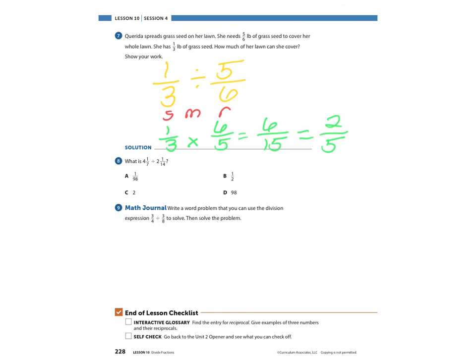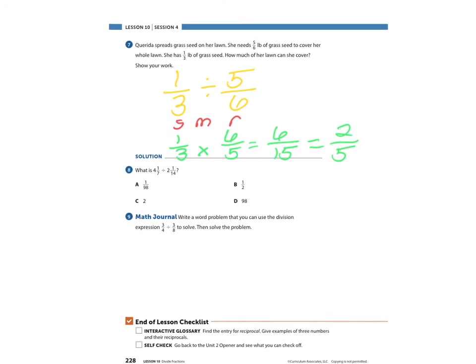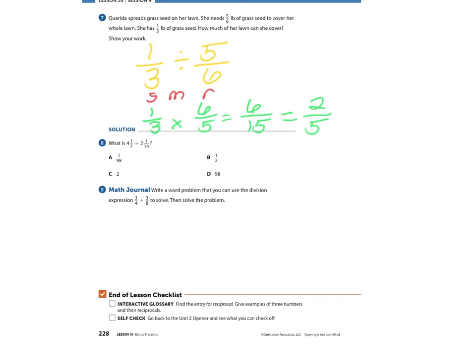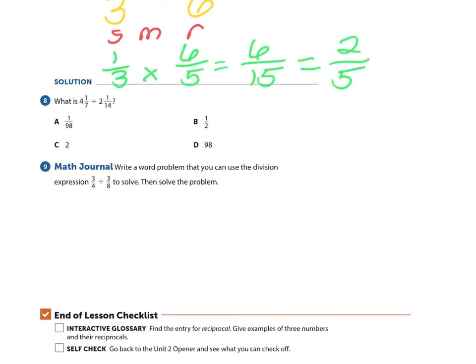Either way. Okay. Number 8. What is 4 and 1/7 divided by 2 and 1/14? Okay, so 4 and 1/7, we're talking about making it improper first. So 4 and 1/7 is 4 times 7 plus 1, 29/7. 2 and 1/14, 2 times 14 is 28 plus 1 is 29/14.